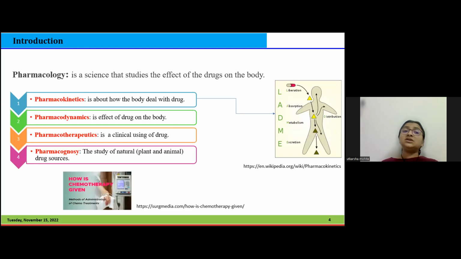Usually the pharmacology concept studies the effect of drugs on the body cells, and it is segregated into four parts: pharmacokinetics, pharmacodynamics, pharmacotherapies, and pharmacognosy. Here, the study of natural plants as well as the effects given to particular patients is going to be overcome.